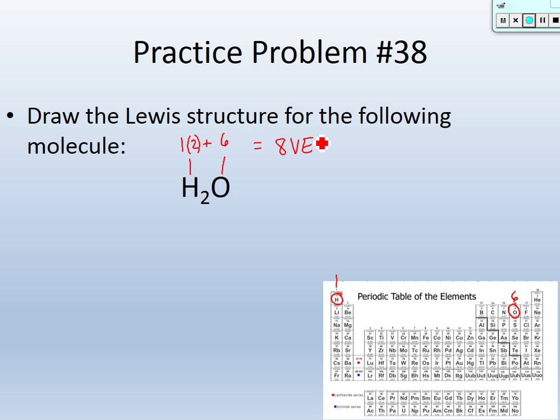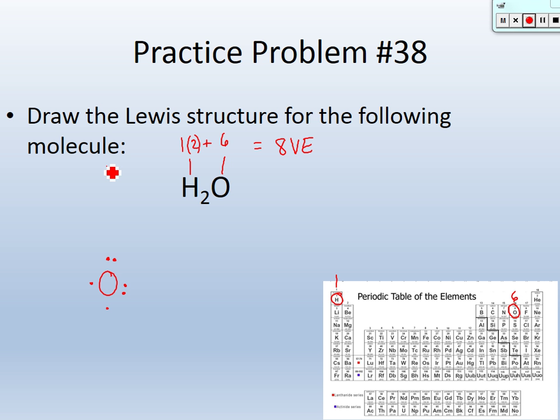All right, step number 2, we're going to decide which one is our central atom. And remember that hydrogen never goes in the middle. It's never going to be the central atom. So let's go to oxygen and draw its dot structure. Okay, it's got 6 valence electrons, so let's draw 6 dots. 1, 2, 3, 4, 5, and 6.